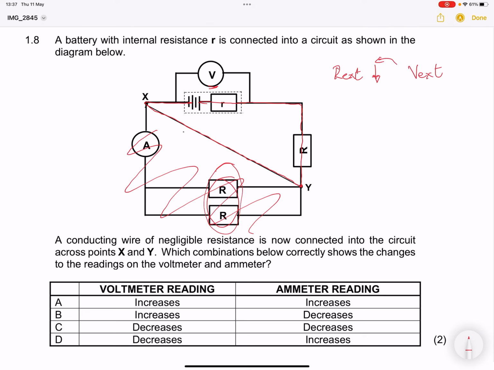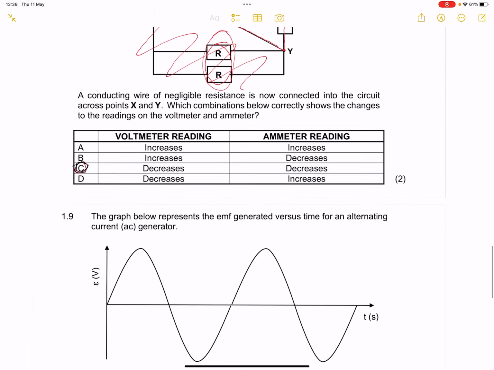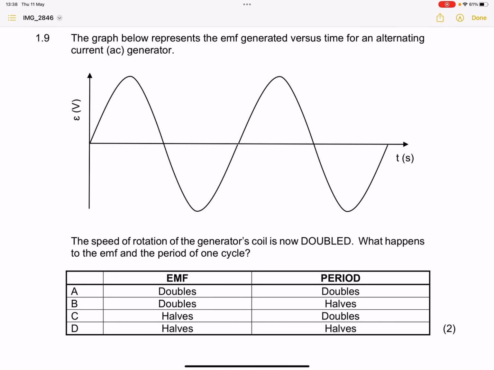However, what happens to the value of current, right? They wanted to know the reading on A. Remember, because there's no current that goes through the ammeter anymore, we might as well say the ammeter reading would also decrease because there's no current passing through it. So both of them will decrease. So in this case, the correct answer there would be C. All right, just going back to our original color. So the correct answer would be C, right? So they both decrease.